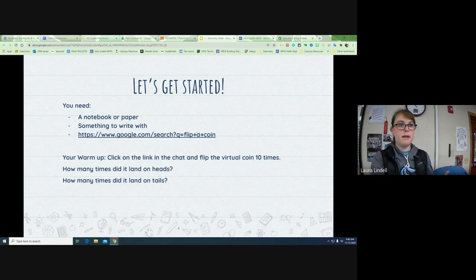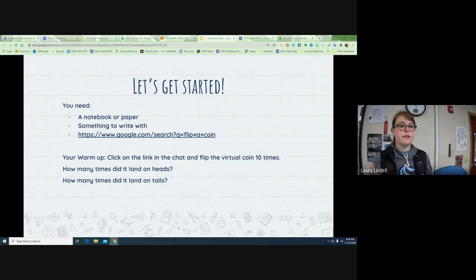So his experimental probability for getting heads is 4 out of 10. And his experimental probability for tails is 6 out of 10. So that's kind of the difference between experimental and theoretical probability. Experimental can be different because it's based on what actually happens in the experiment. And usually experimental probability will line up with theoretical probability if you repeat the activity enough times.